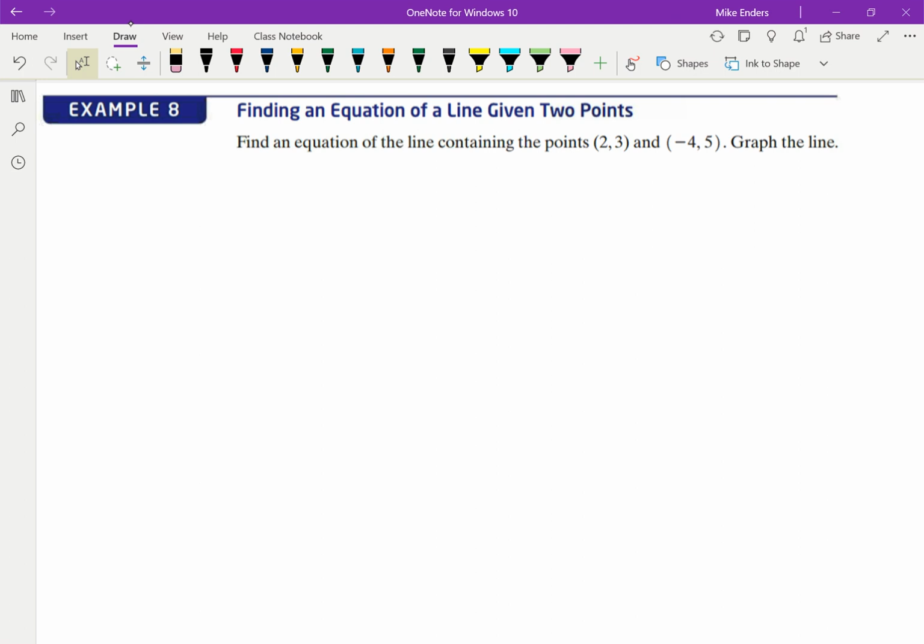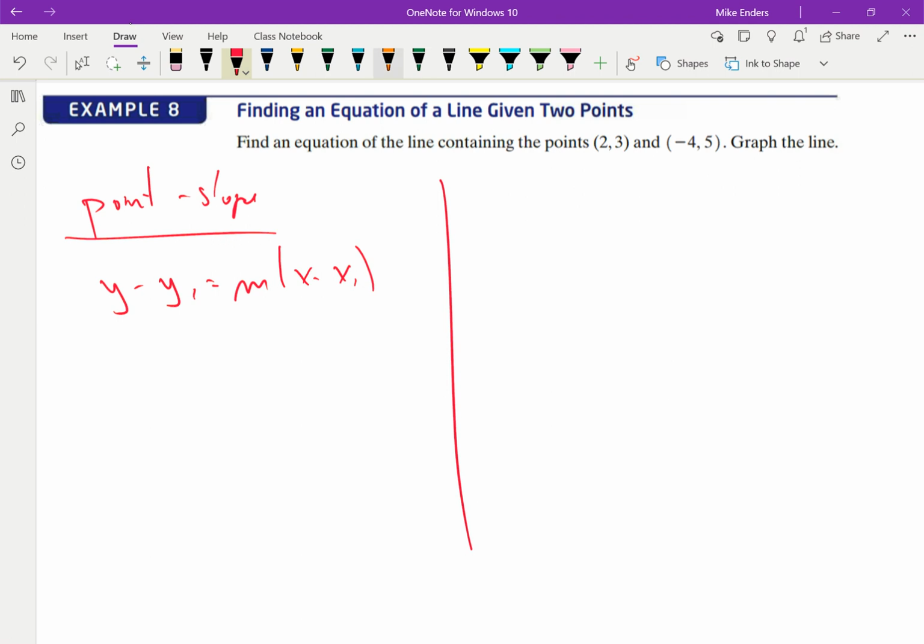So as we take a look at this, we've got a couple different things that we can work with. So I've got point slope form. Let me write this over here. Point slope form, which was y minus y1 equals slope times x minus x1. Or we could also work this out with slope-intercept form, which is y equals mx plus b.